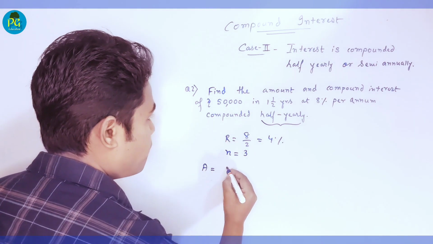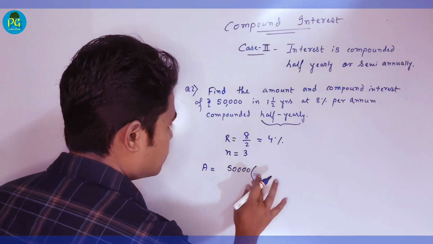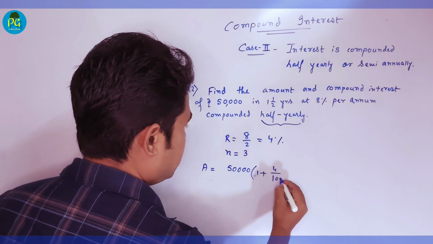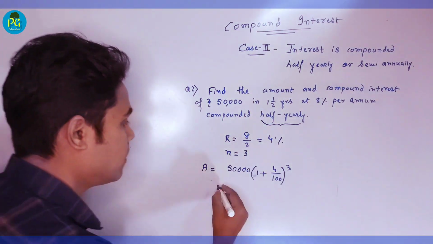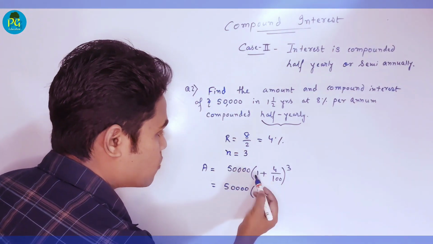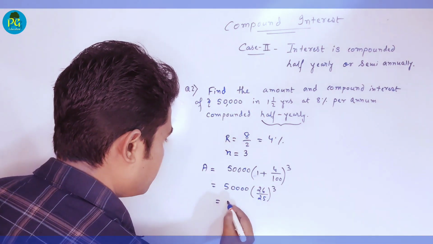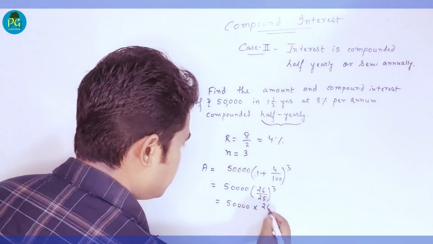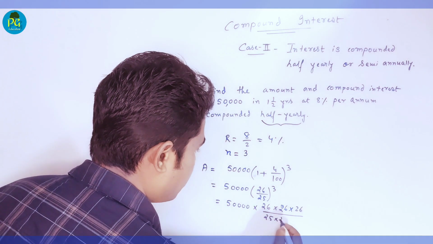So amount equal to P, that means 50,000 into (1 plus R by 100) whole to the power 3. We will not write 1.5, we will write 3 over here. Okay, equal to 50,000, and here 4 by 100 means 1 by 25. So 1 plus 1 by 25 is 26 by 25, whole cube. So 50,000 into 26 into 26 into 26 divided by 25 into 25 into 25.